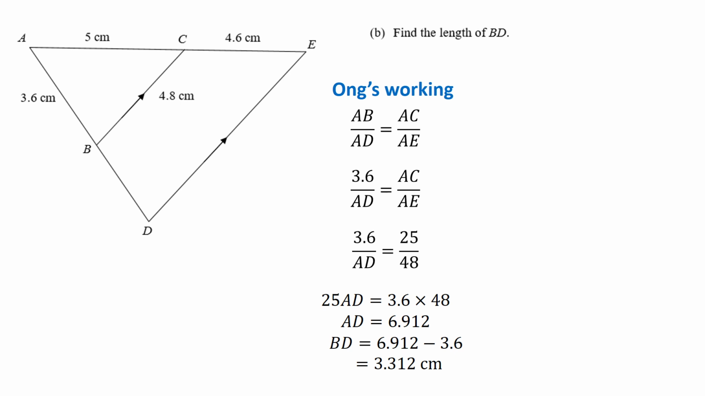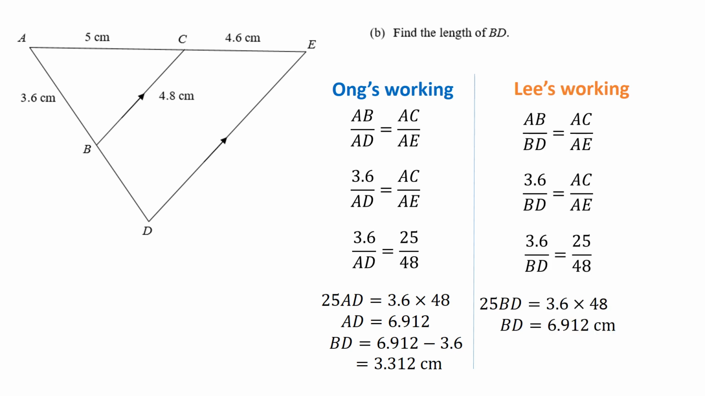Okay, I'm going to show you another person's working. And this is the working done by Mr. Lee. Right, so what Mr. Lee has done is he uses AB, defines the ratio of AB over BD, which is equal to the ratio of AC over AE. Similarly, for AC over AE, we've already found it in part A, 25 over 48. And then the value for AB is 3.6. So he did a cross multiply also, and he gets BD equals 6.912.